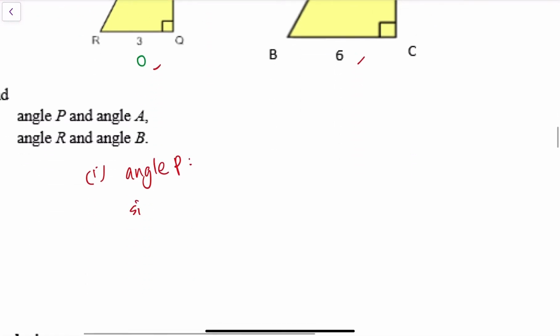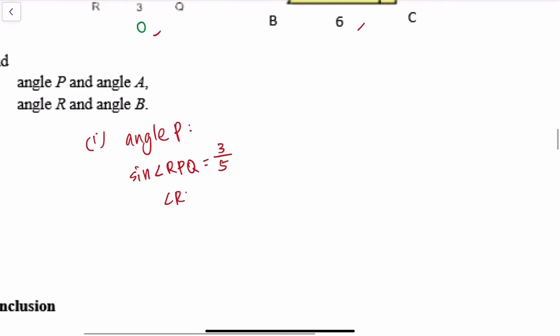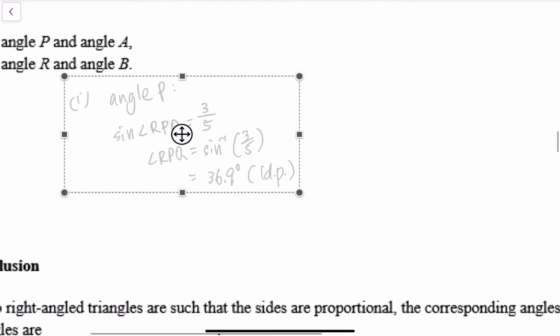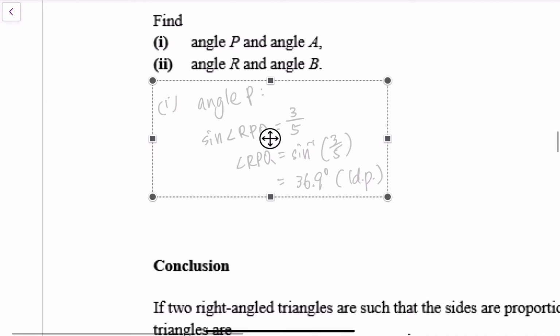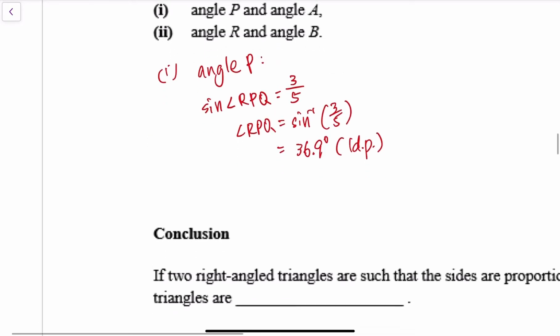So I will do sine of angle RPQ, it will be equal to 3/5. So the angle RPQ would therefore be sine inverse of 3/5. You key this in the calculator, and you get 36.9 degrees, 1 decimal place. How come it looks slanted? Is it slanted? Okay, I don't want to redo this video already.